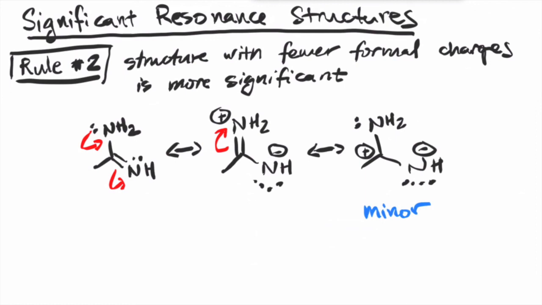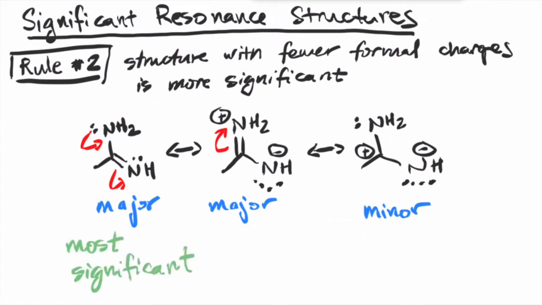Now let's go back to the first two structures. They both have octets for atoms that need the octet, so they are considered both major contributors, but one will be a little bit more important than the other. So it turns out we can use rule number 2 to break this tie, and rule number 2 says a structure with the fewer formal charges is the more significant. So the first structure has 0 formal charges, whereas the second structure has a positive and a negative formal charge. So our first structure is considered the most significant contributor.